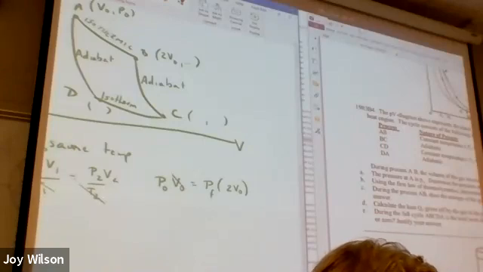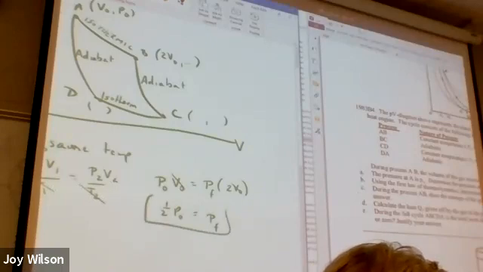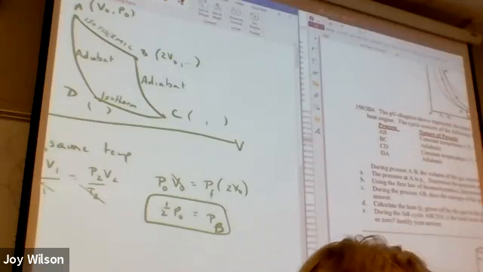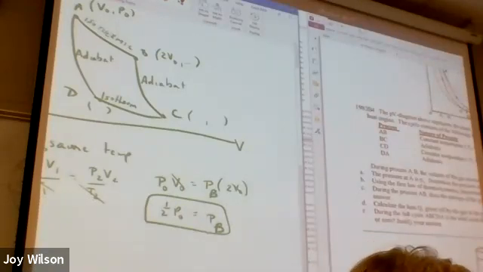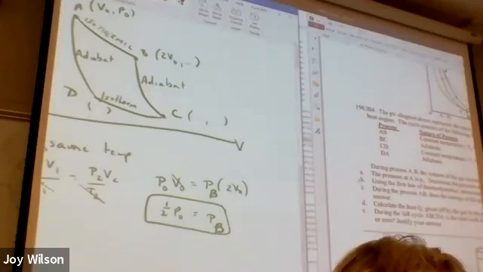So the V zeros cancel out and I get P final must be 1/2 of P original. That's it. That's all you had to do. Now I would probably, in the AP test, label that as PB because they asked me at point B. You'll do a lot of that kind of stuff. That kind of problem is pretty common.